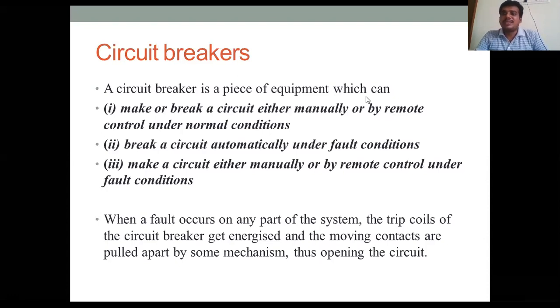This can be done manually, automatically, or with the help of remote control as per your need. So the circuit breakers can be operated in any way. For example, if you want to close the power supply of a particular room, you will have a circuit breaker in that room, and you will manually go and switch it off. Or if any short circuit or over voltage happens, or if it is overloaded, it will automatically be tripped off.